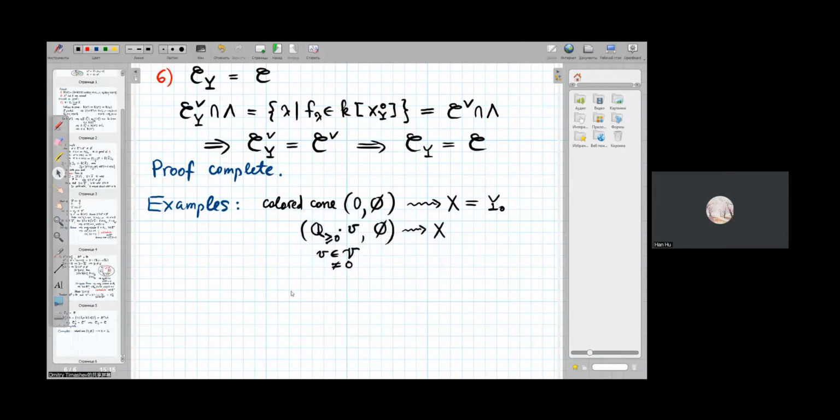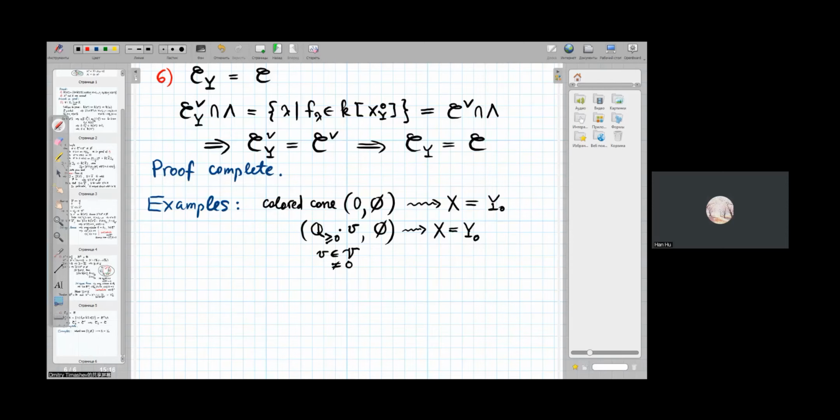Why not? Of course, you have to take Y naught, because Y naught is contained in any spherical variety under consideration. And what you have to add? A point? No, not a point.